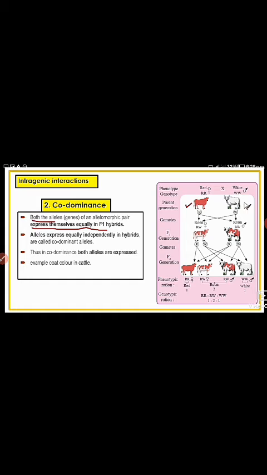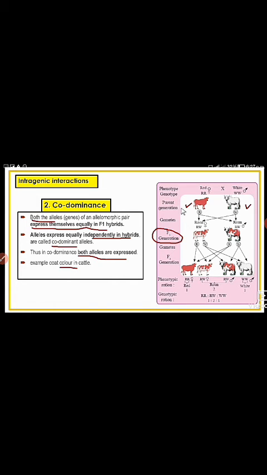When a red colored cow is crossed with white colored cattle, both colors are independently expressed in the hybrid. In the F1 generation, the characters are expressed equally, meaning red hairs and white hairs are in the same quantity. They are called codominant alleles, and both the alleles are expressed.